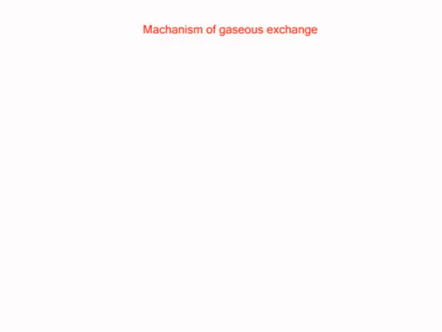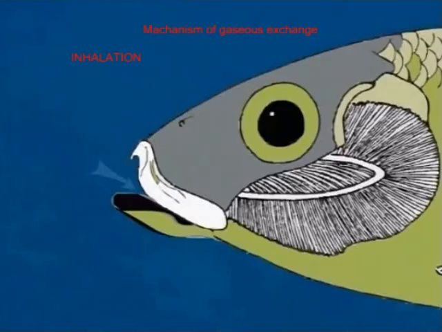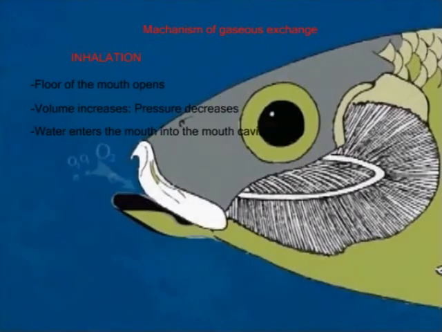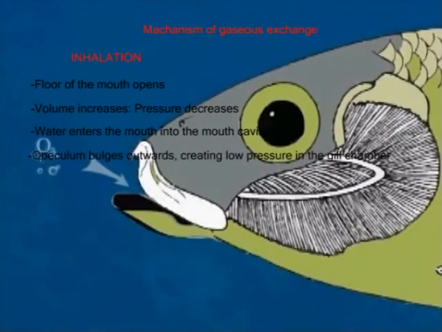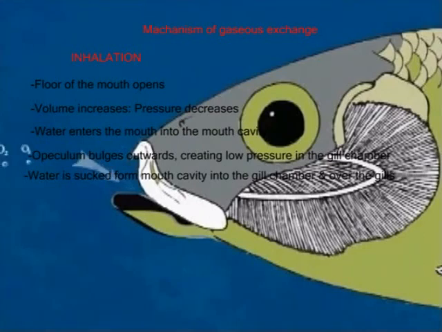Mechanism of gaseous exchange in fish. Inhalation. During this phase, the floor of the mouth opens, the volume increases and pressure decreases. Water enters the mouth into the buccal cavity. The operculum bulges outwards, creating low pressure in the gill chamber. This sucks water from the mouth cavity into the gill chamber and over the gill filaments.